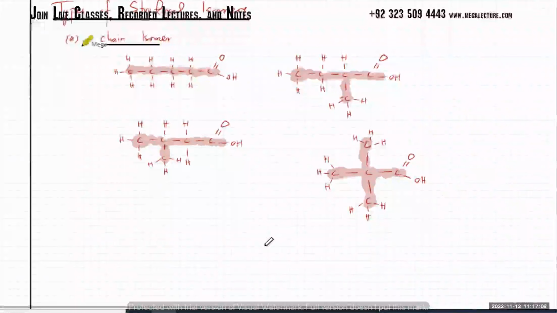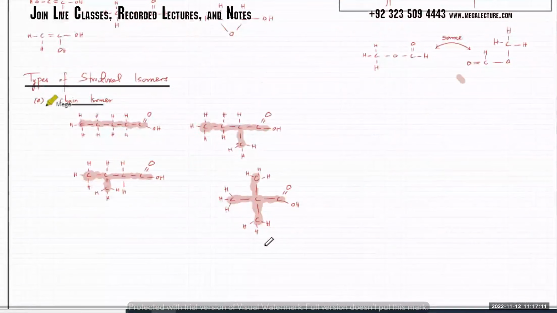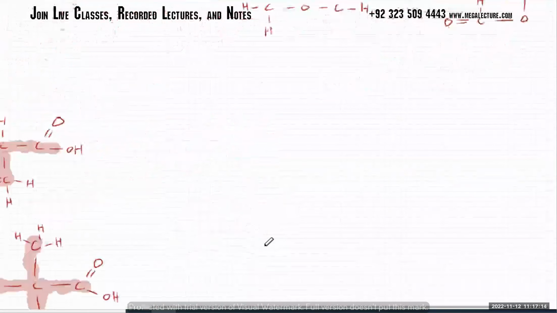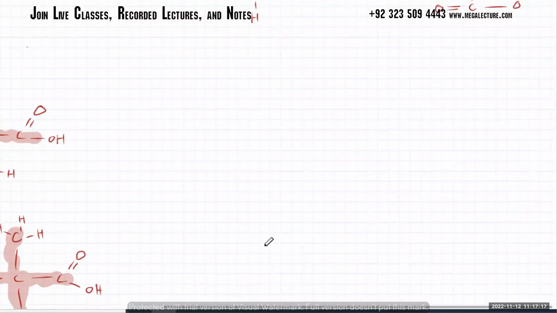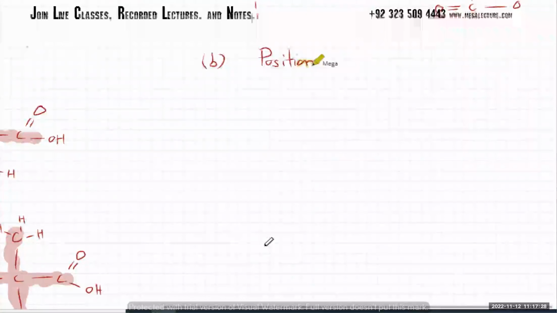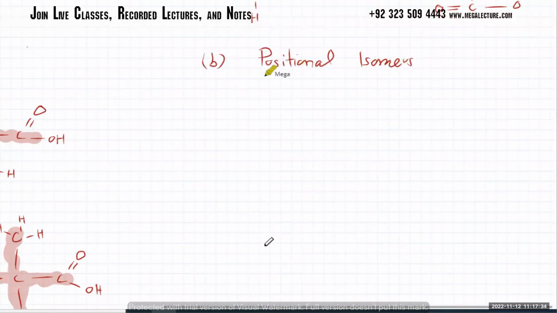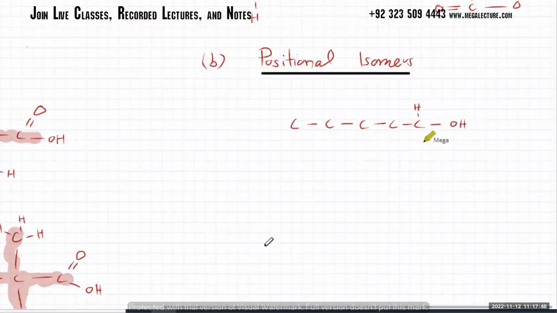Okay, so as a second one, there's a second one which is known as positional isomer. Okay, so there's the second version which is positional isomers. Now that's simple as well. All you have to do is, like, if I have a 5 carbon atom alcohol, so I've got an OH over here and the rest is all H atoms.